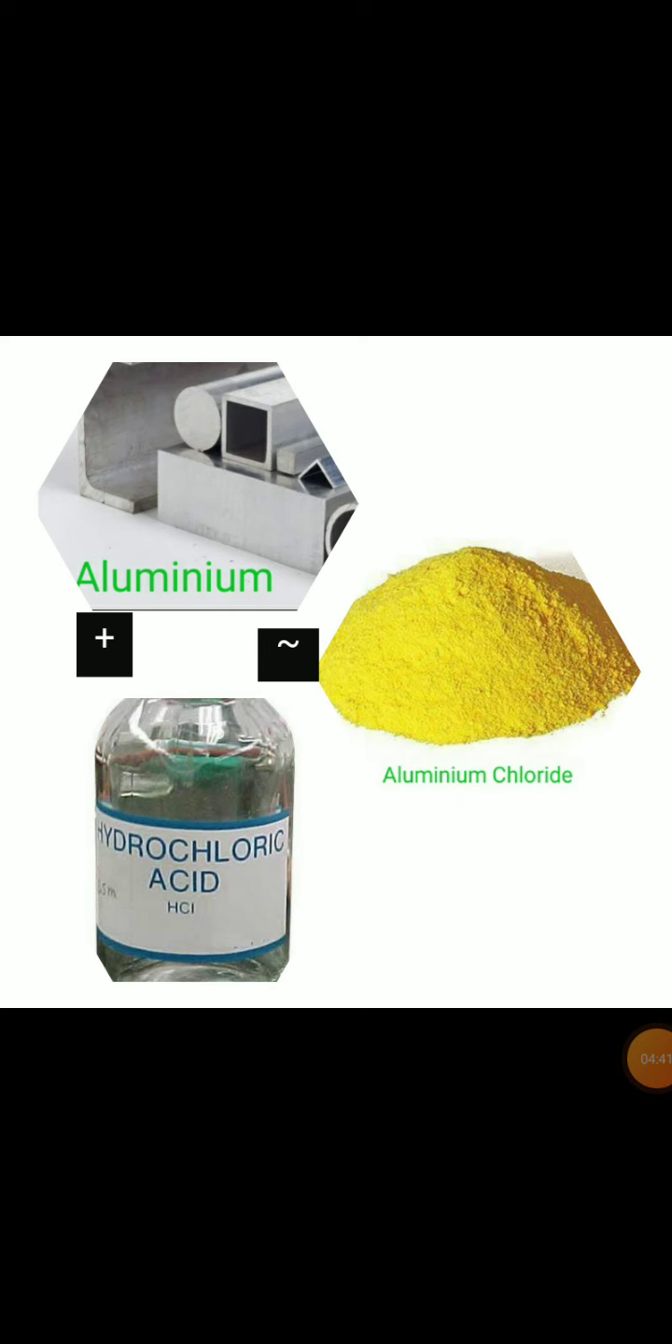If we take the example of aluminium, then aluminium reacts with dilute hydrochloric acid and it gives aluminium chloride. Here, what will be the equation? It will be 2Al plus 6HCl gives 2AlCl3. AlCl3 is aluminium chloride, plus 3H2.